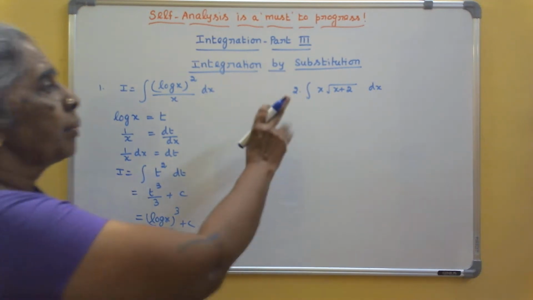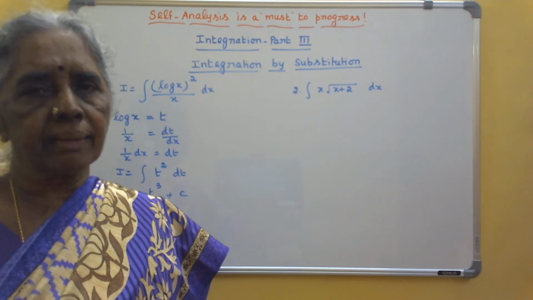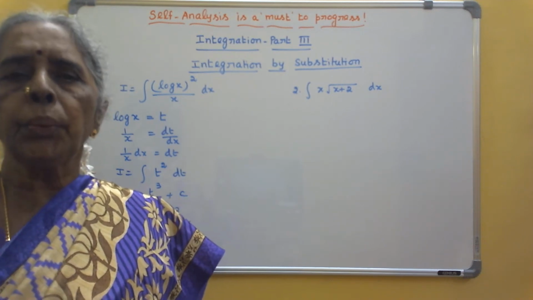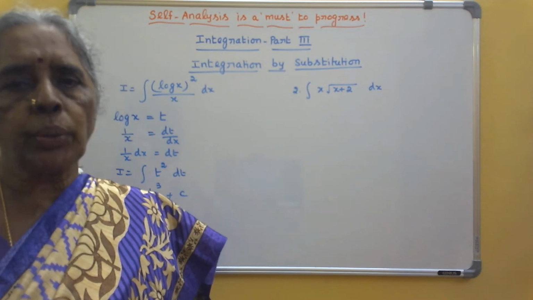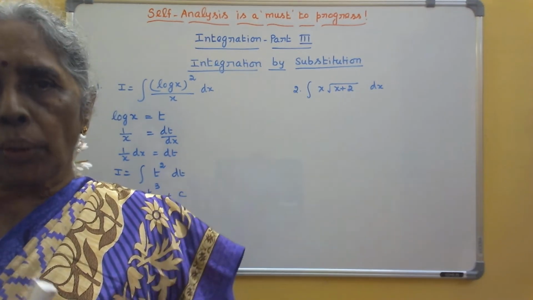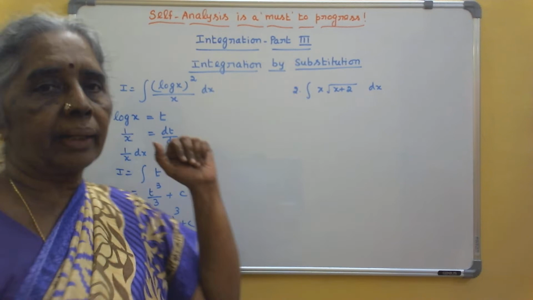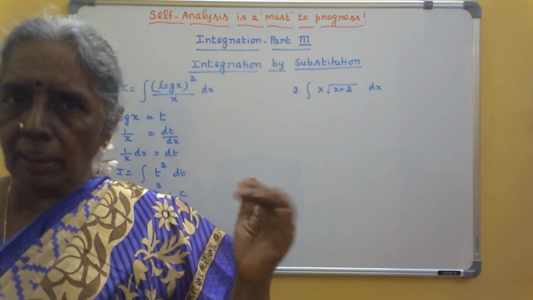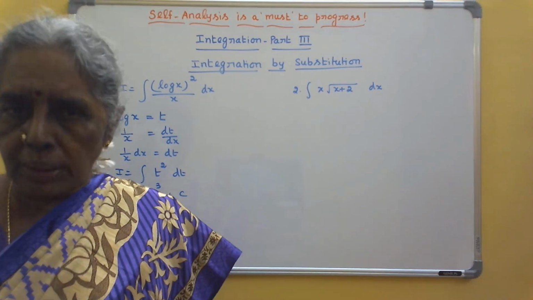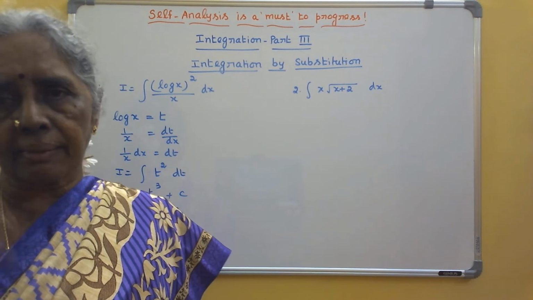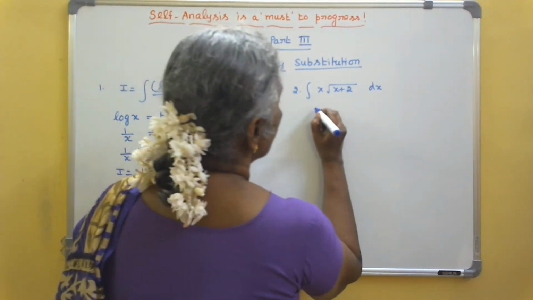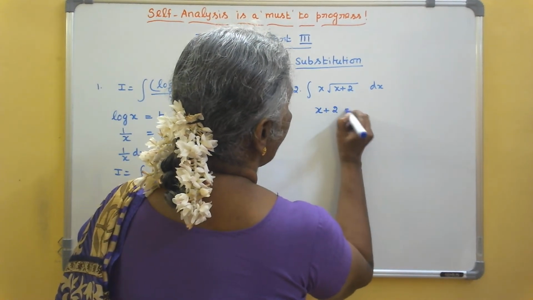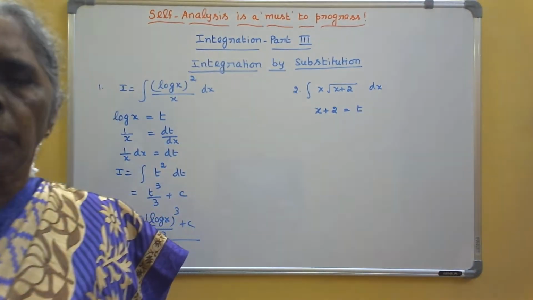Now, let us come to the second sum. Here, integral x root x plus 2 dx. Generally, we will be substituting whatever is inside the square root, whatever is in the bracket, whatever is in the angled part, like that. As and when I do the sums, you will understand these things clearly. So, here x plus 2 is within the bracket. So, I am going to substitute x plus 2 is equal to t.